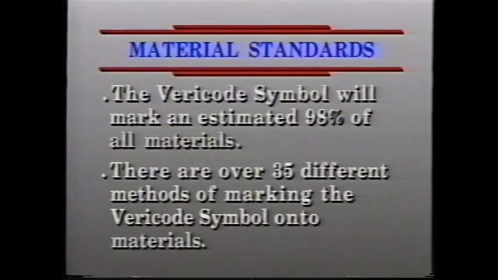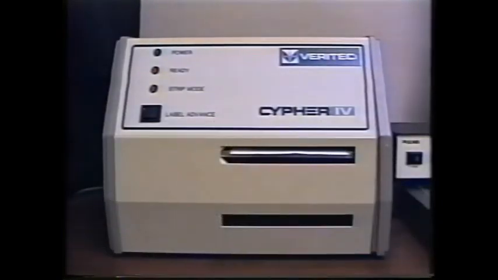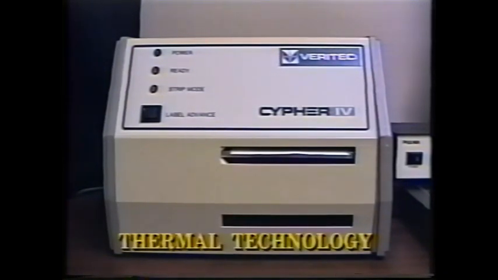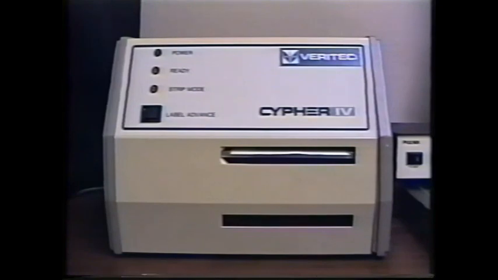The Vericode symbol can be marked on an estimated 98% of all materials. There are over 35 different methods of marking the Vericode symbol. Let's take a look at some of the options. Thermal printers produce labels on heat-sensitive paper. As heat is applied to various parts of the label, these areas become dark, producing a Vericode symbol.